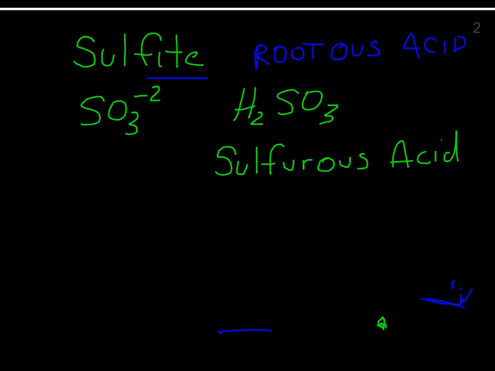So there are three ways to name acids. If it's an IDE ending, a monatomic anion, it becomes a hydro-ic acid. If it's an ATE ending from a polyatomic ion, it's going to be an ic acid. And if it's an ITE polyatomic ion, it's going to be an OUS acid.